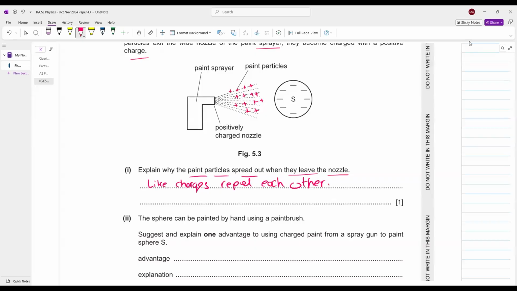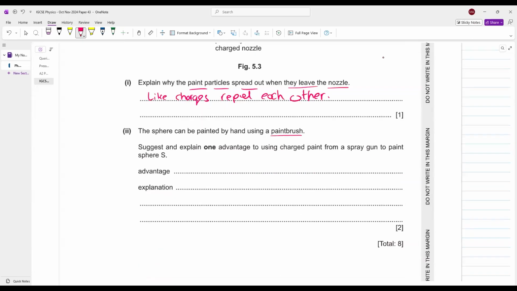The sphere can be painted by hand using a paintbrush. Suggest and explain one advantage to using a charged paint from a spray gun to paint sphere S. We have to give one advantage of using the charged paint from a spray gun to paint sphere S. What will be the advantage? Even coating of the paint.